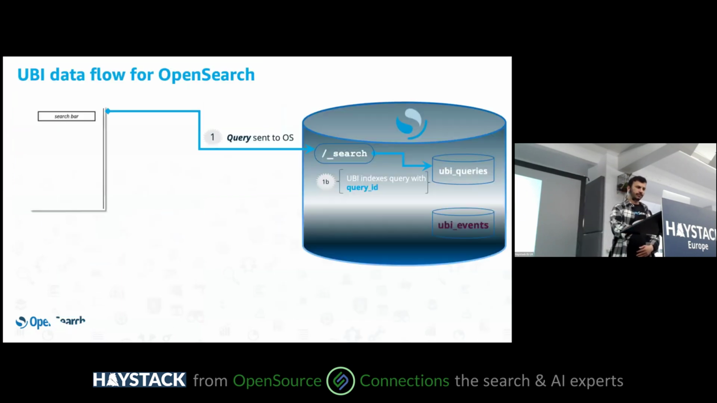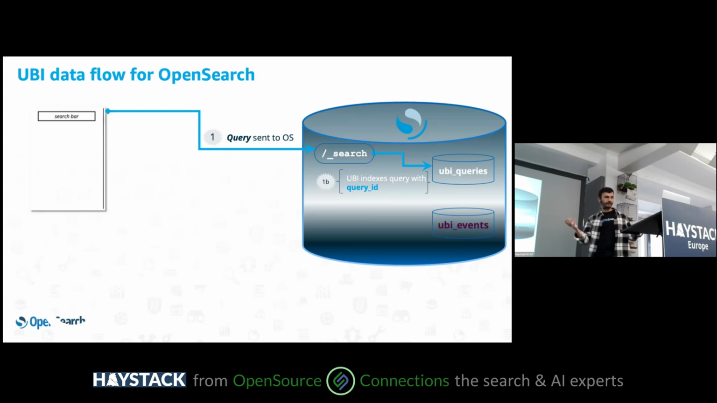UBI with OpenSearch. I will quickly talk about the data flow in here. UBI in OpenSearch is a plugin, so you have to install the plugin with OpenSearch to use UBI. In this flow diagram, we have the search endpoint, which is there in OpenSearch, and we have the UBI queries index here, the events index in here, and you have the search box over there, and your user is performing a search.